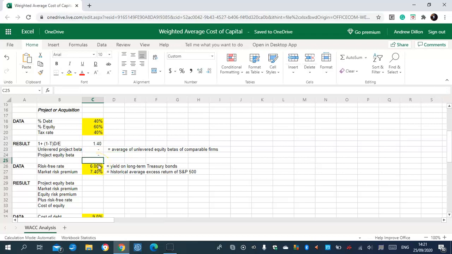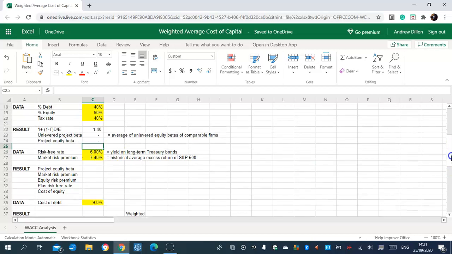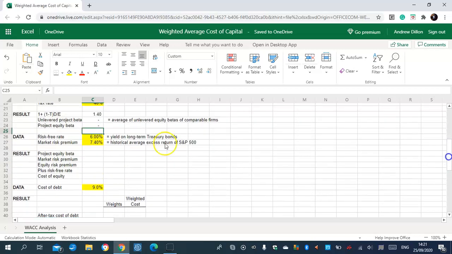Right, so now we're going to the next section. Here we have the risk-free rate, which is equal to the yield on long-term treasury bonds. Then the market risk premium, 7.40%, is equal to the historical average excess return of the S&P 500. Now results, calculate the project equity beta.